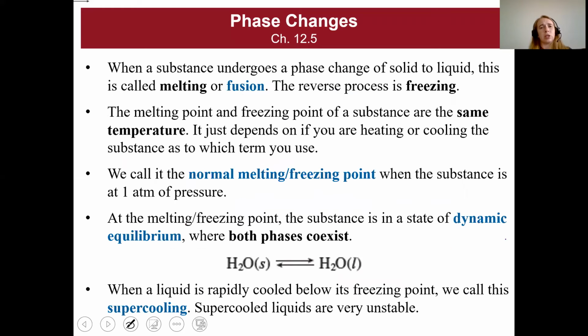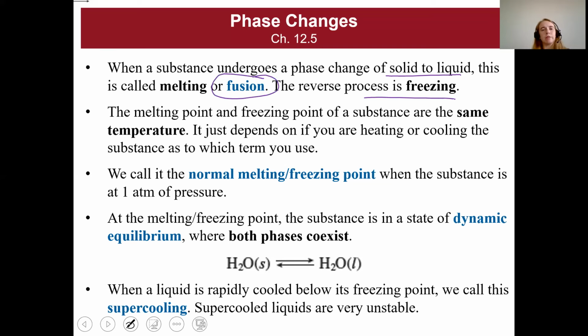So let's talk about a different phase change. When a substance undergoes a phase change from solid to liquid, this is called melting, as you know, but sometimes also called fusion. We're fusing those solid molecules together into a liquid. We are kind of molding them closer together, but also in a less organized fashion. So that's why we call it fusion, because we're getting less organized, but still close together. So melting or fusion is going from solid to liquid. The reverse process is freezing when we go from liquid to solid.